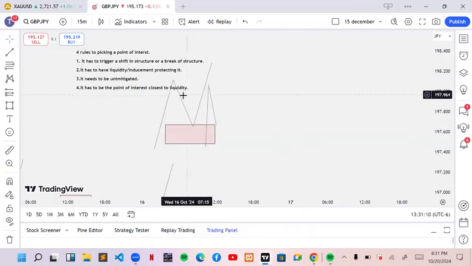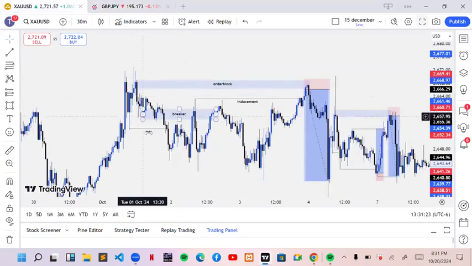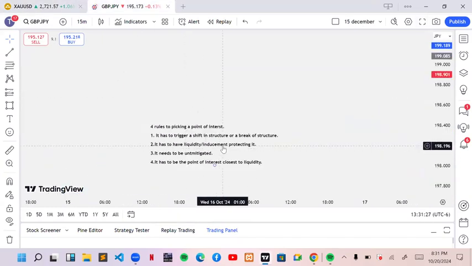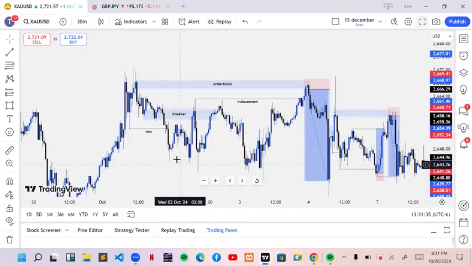These are the rules I pay attention to while picking a point of interest. If you actually obey all these rules, it's hard for you to take a loss on a trade. So first one, it has to trigger a shift in market structure or a break of structure. Our trade literally has a shift in market structure. Second rule is it has to have a liquidity or inducement protecting it. There's inducement here, there's a liquidity. Third rule, it needs to be unmitigated, and this is where it comes in.